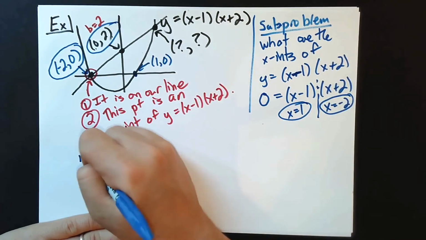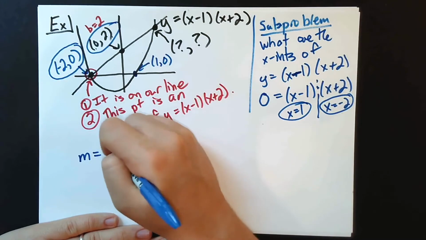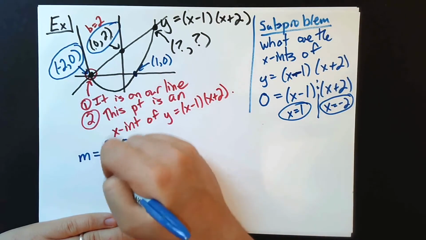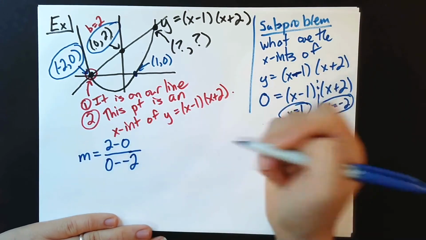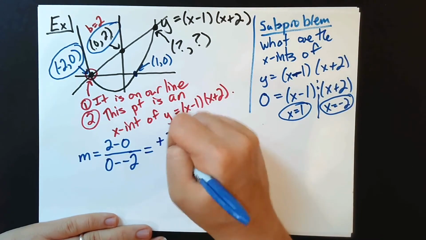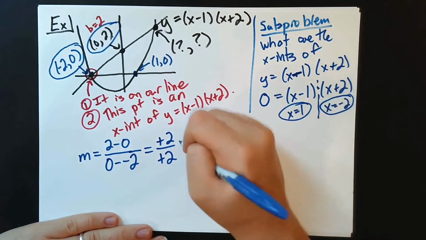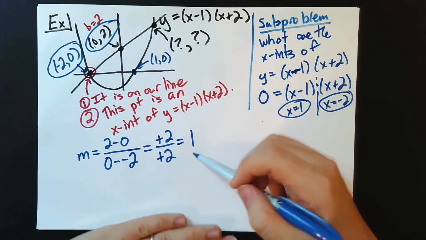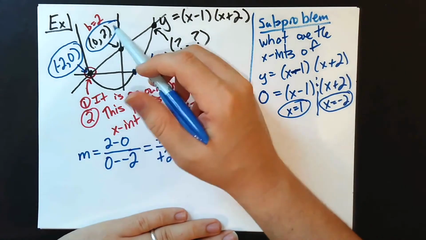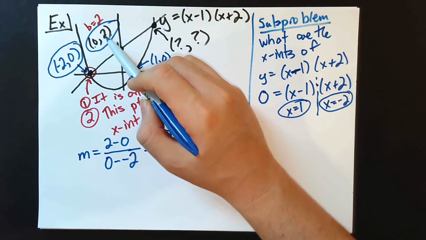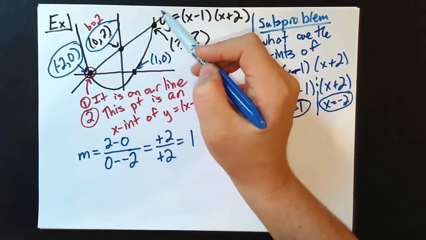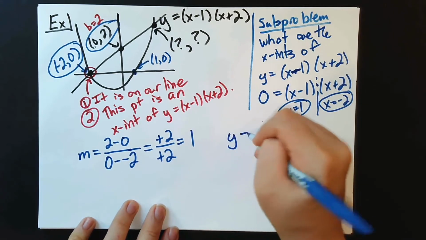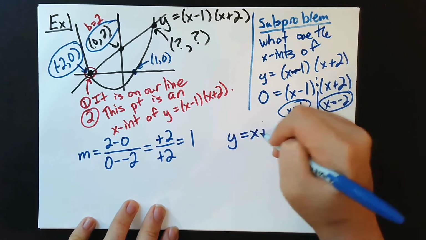Namely, when I go to find the slope, it's going to be 2 minus 0 divided by 0 minus minus 2. Which is to say, it's plus 2 divided by plus 2, which is 1. Now, if you remember earlier, I noted that this was the y-intercept of our line, so I can jump straight to the equation of our line: y equals x plus 2.